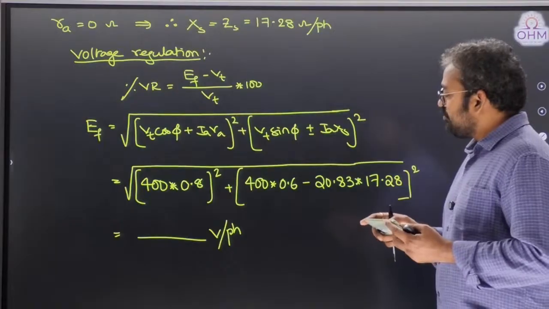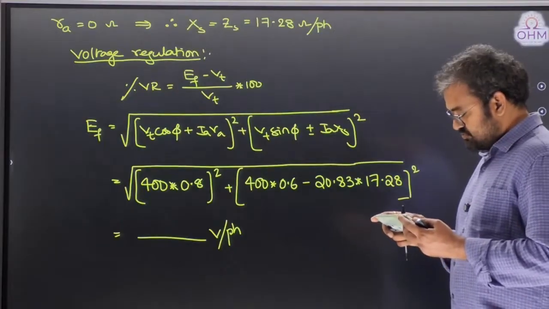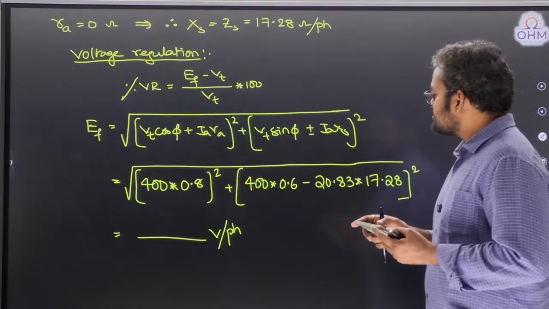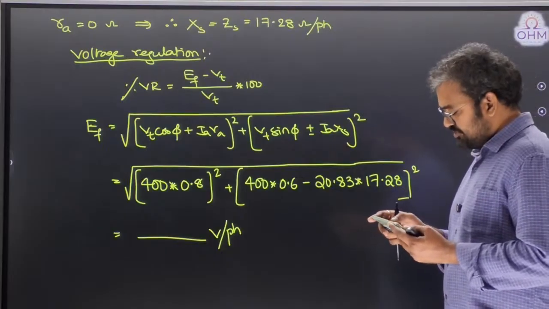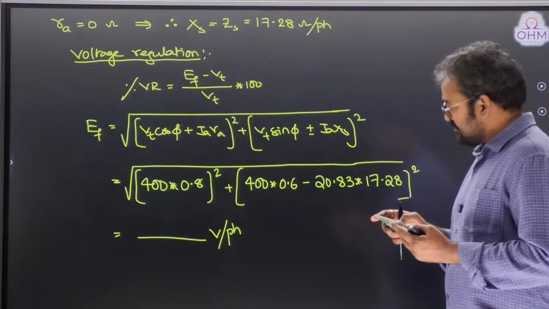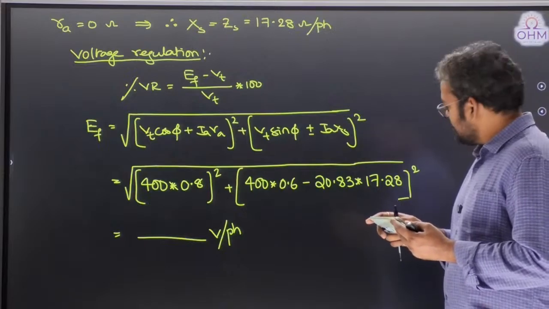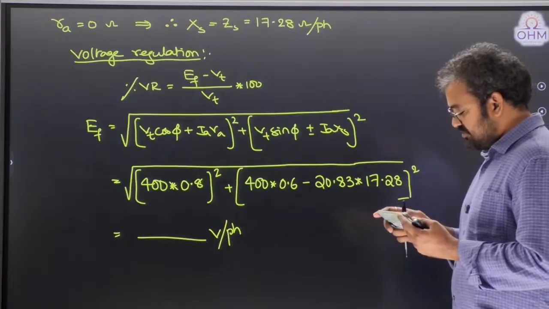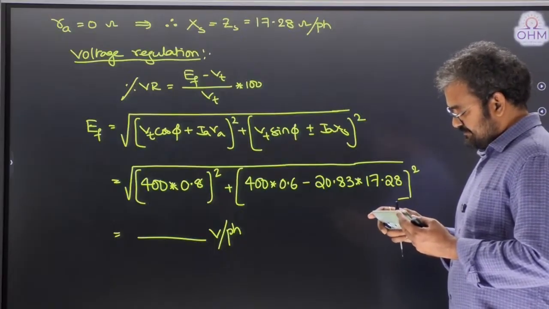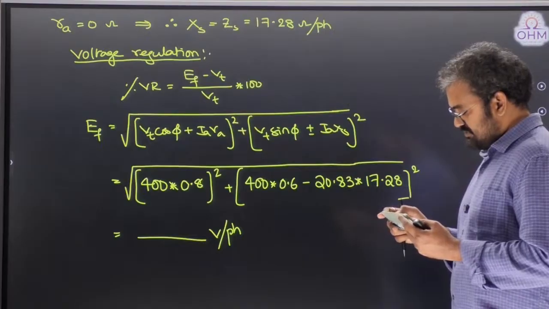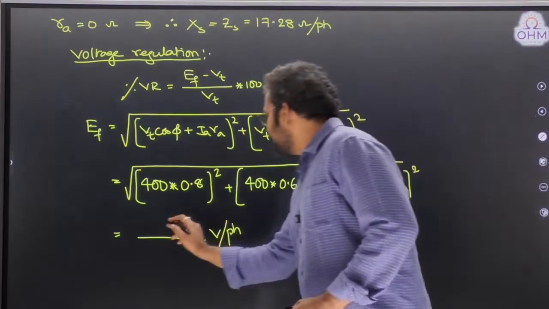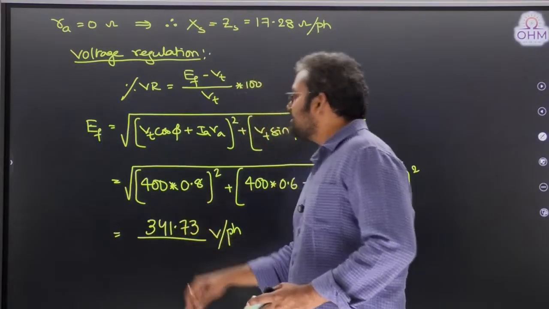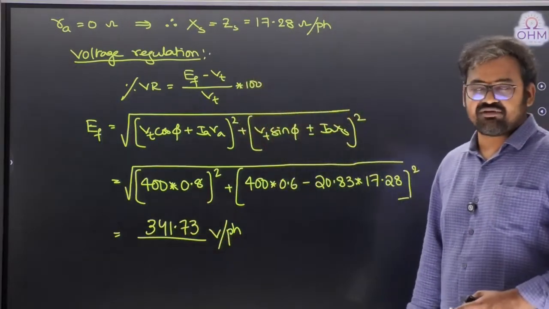So let us solve it. So 400 into 0.8, 320 square plus 400 into 0.6, 240, 240 minus 20.83 into 17.28 square. So I am getting 341.73. 341.73, that is the magnitude of induced EMF.